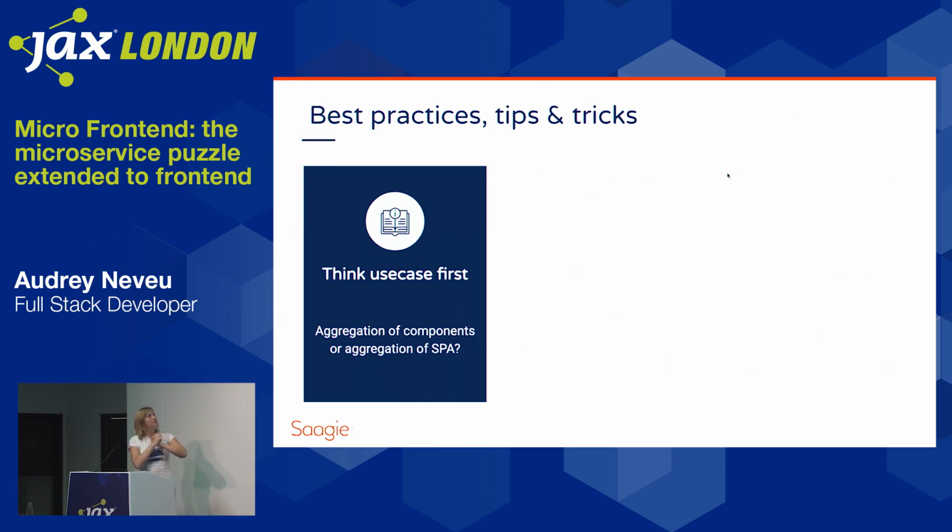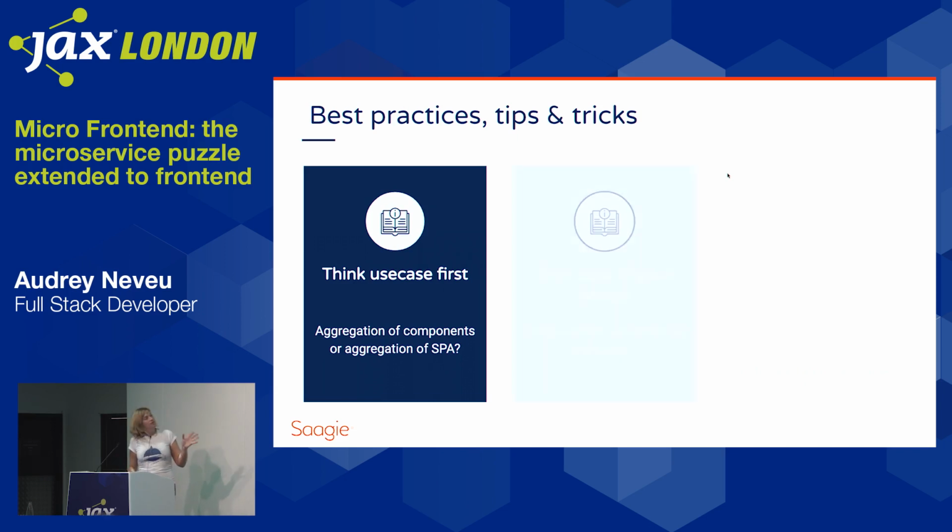Some best practices, if you want to give it a try. So think about your use case first. I hope this one was pretty clear for you. Are you going to do an aggregation of components, or are you going to do an aggregation of single-page applications? In other terms, are you going to have more light transitions or hard transitions?